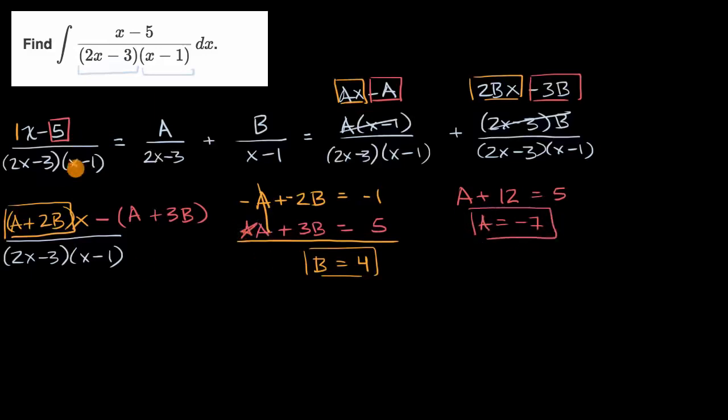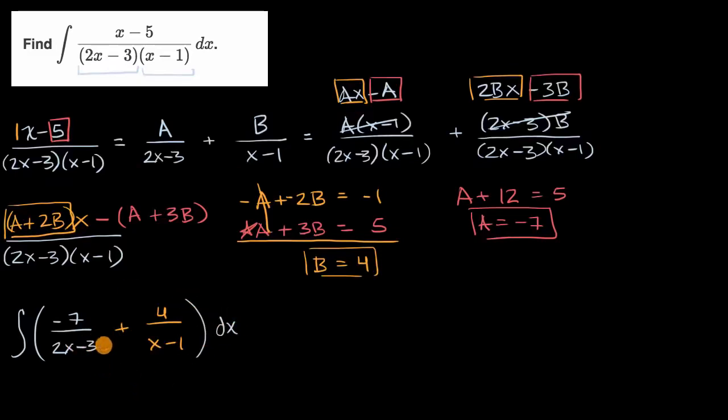So just like that, we can rewrite this entire integral. We can say this is going to be equal to the indefinite integral of, open parentheses, a over 2x minus 3. We now know that a is negative 7. So it's negative 7 over 2x minus 3. And then we're going to have plus b. b is 4. So plus 4 over x minus 1. And close the parentheses, dx.